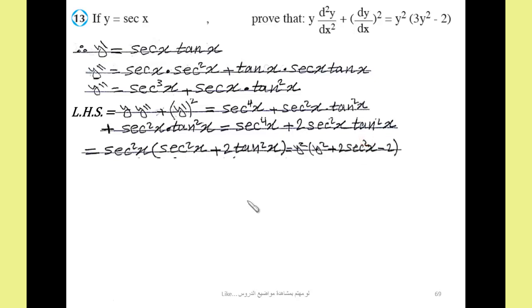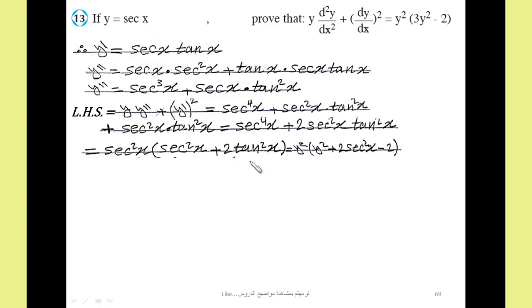Okay? Here we can take sec squared as a common factor. After you take sec squared as a common factor, what will you get inside the bracket? You divide sec power 4x by sec squared x, equals sec squared x. 2 sec squared x tan squared x, divide by the common factor, you will get 2 tan squared x. And we substitute sec squared, y squared, 2 tan squared x.